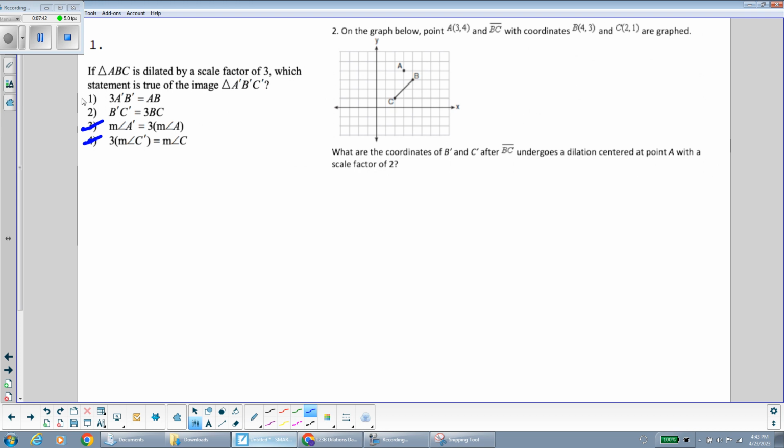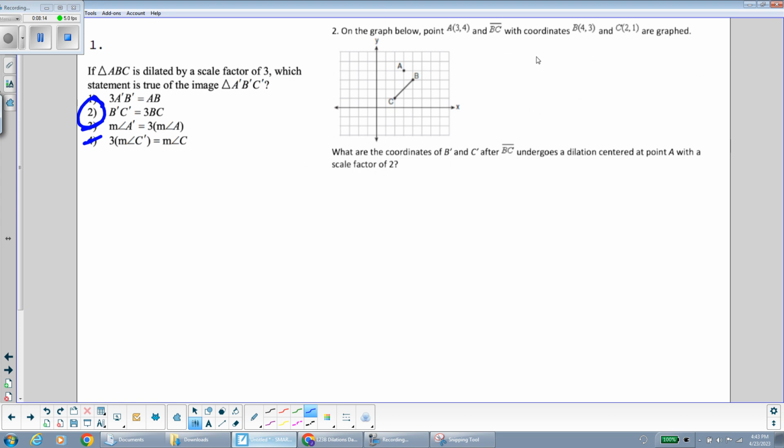Okay, now let's look at the difference between 1 and 2. 1 is saying that if I take the image and I multiply it by 3, then I get the starting line segment. That's not what happens in the dilation. In the dilation, you take the pre-image, the starting line segment, you multiply that by the scale factor, and that gives you the image. That's what answer choice 2 says. Take the original line segment, multiply it by your scale factor, and then you get the image, B prime, C prime. So 2 is our correct answer choice.